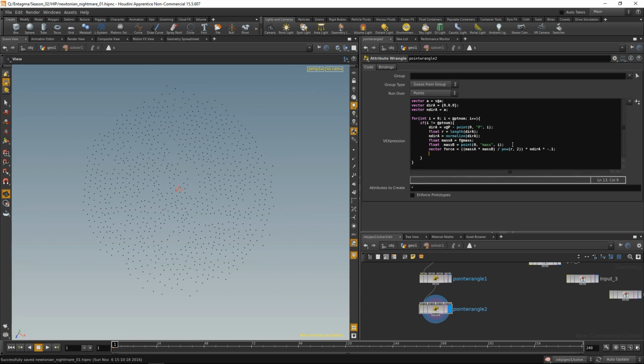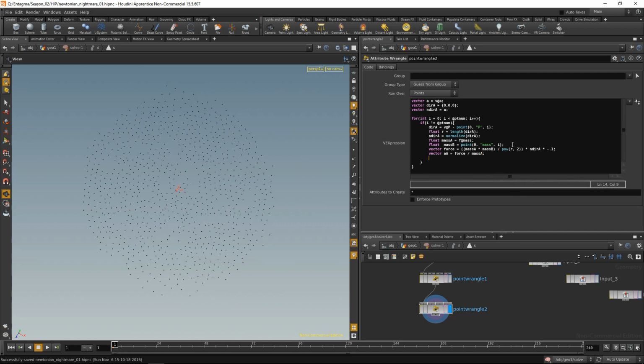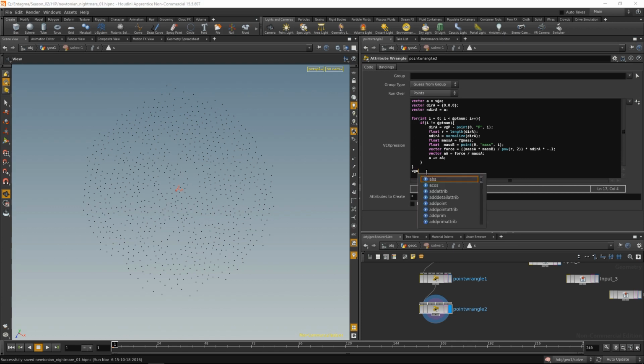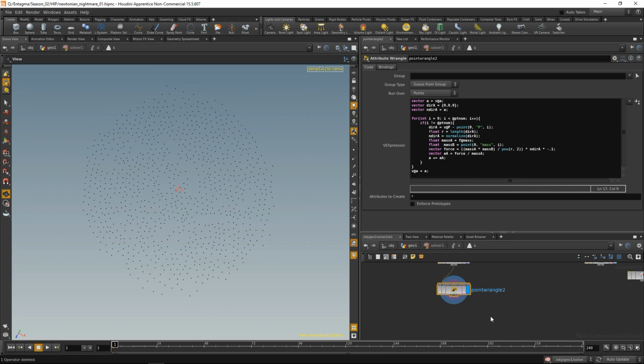So from this force, we can calculate the acceleration. Acceleration for particle A is the force divided by the mass of particle A. And all I have to do now is update my current particle's acceleration by just going A equals A plus the newly calculated acceleration. So after we've run through all this and iterated through all our other points, we can write the resulting new acceleration vector back onto our point attribute. Like this.